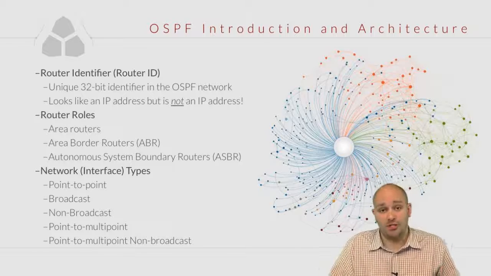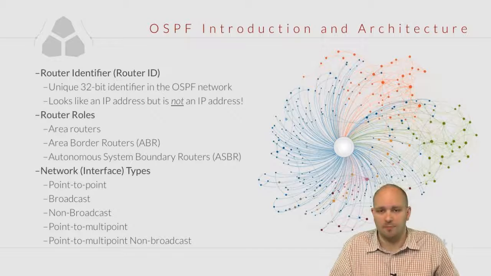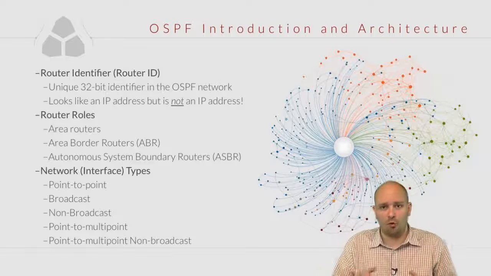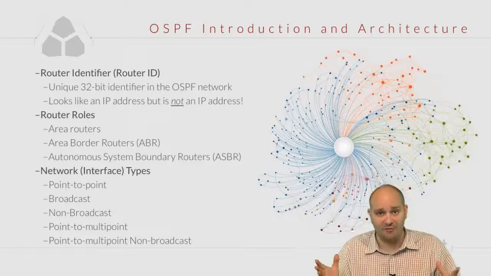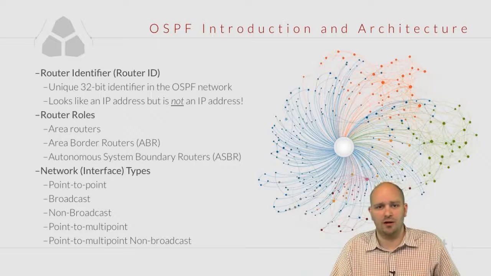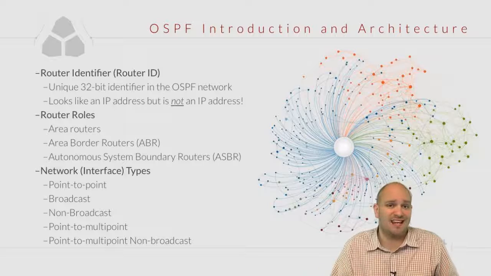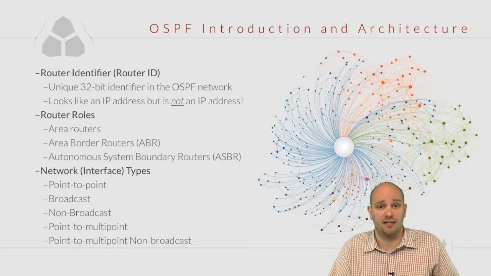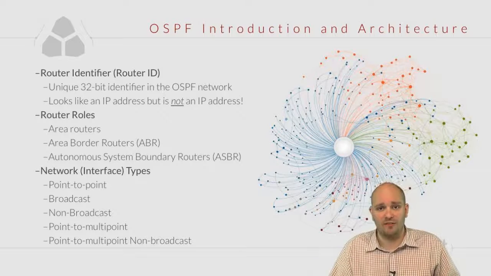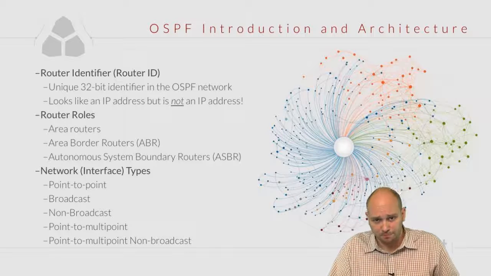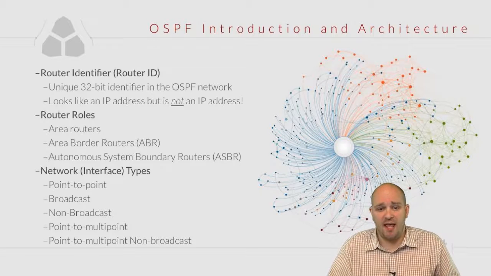Also, not all routers in our OSPF network are the same. Some routers have specific roles. The primary role, the role that is given to just about every router in our OSPF, is simply an area router. An area router is a router that has all interfaces in a single area. This router is going to be exchanging information with other routers in that area, and it's going to be forwarding the traffic. This is the most basic of all roles that a router can perform in an OSPF network. Really, all routers are area routers.